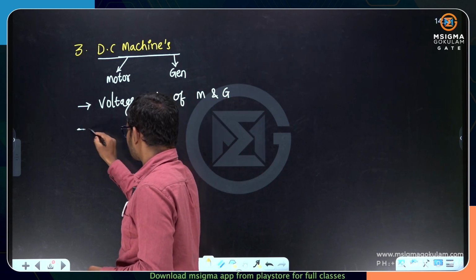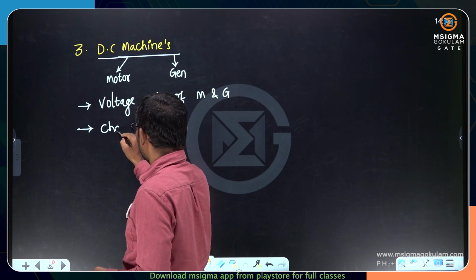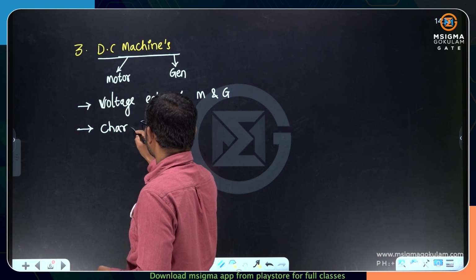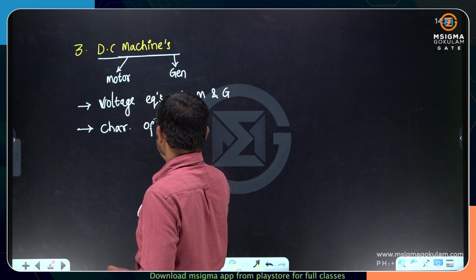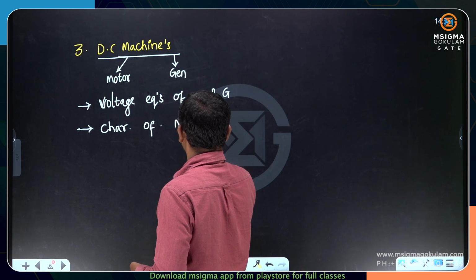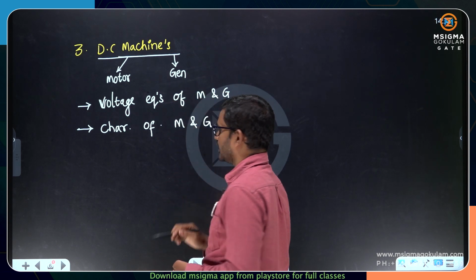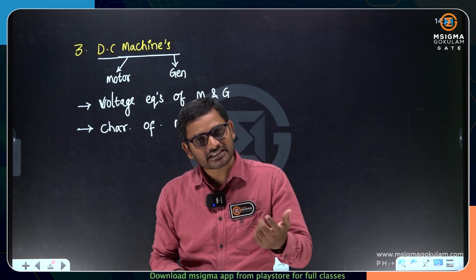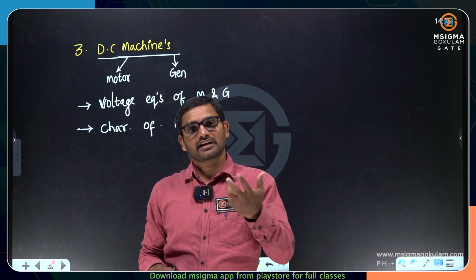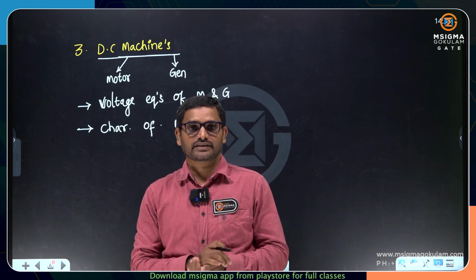Similarly, after this, characteristics of motor and generator. So they will be asking motor characteristics or otherwise generator characteristics. Sometimes graph based questions also you can expect.